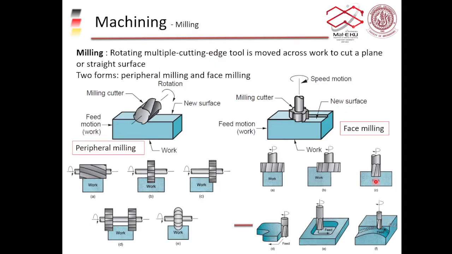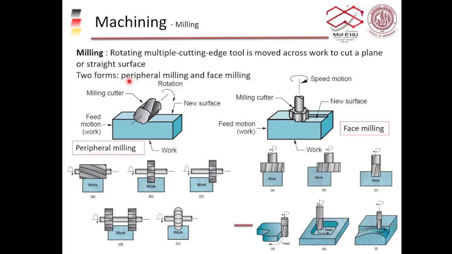Okay, so that's the drilling process. Next, we will look at the milling process. For the milling process, we are using a multiple cutting edge tool, right? By rotating the multiple cutting edge tool and moving it across the workpiece, we can cut away the excess material that we don't want, and then we can cut either a plain or straight surface on the workpiece.